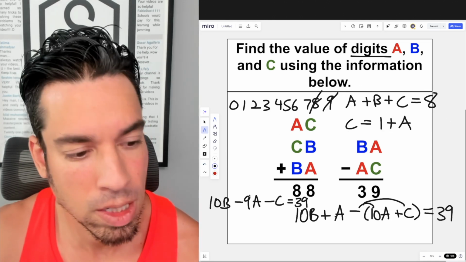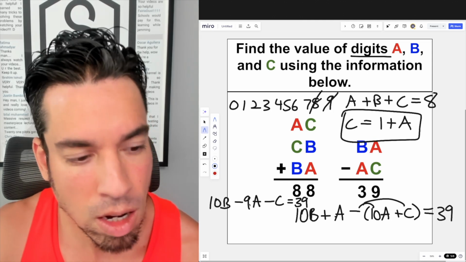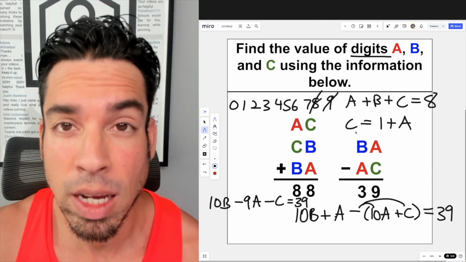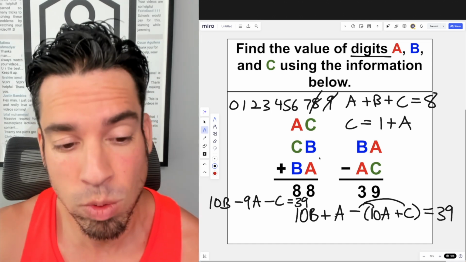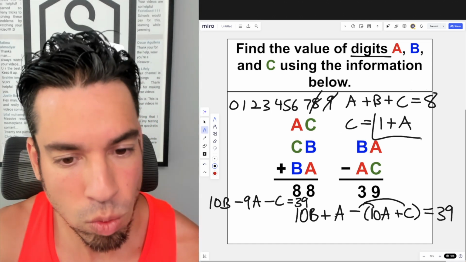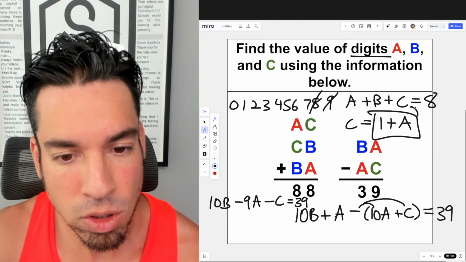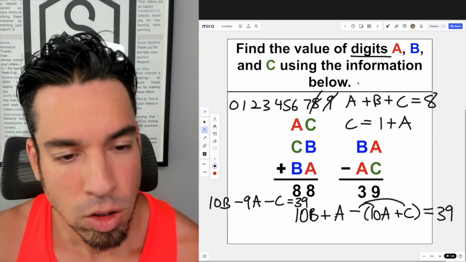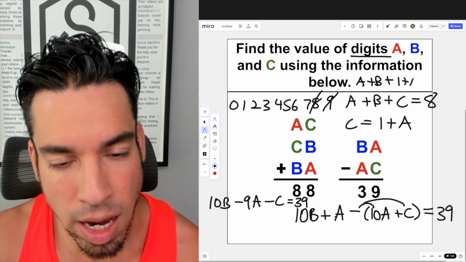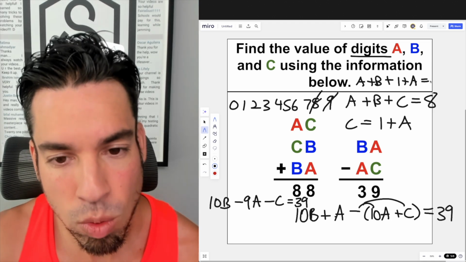I'm probably going to try and eliminate C, and then we're going to combine another pair, maybe these 2, and again try and eliminate C. Then we'll get a system of 2 equations with 2 variables, which is very solvable. So for these 2, I can substitute 1 plus A in for C, and we've eliminated the C. So then I'd have A plus B plus 1 plus A, again replacing the C, equals 8.